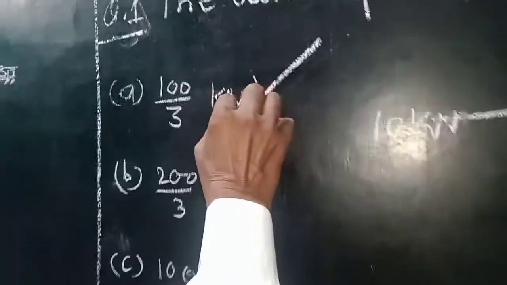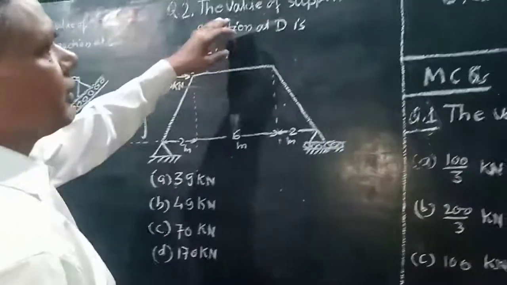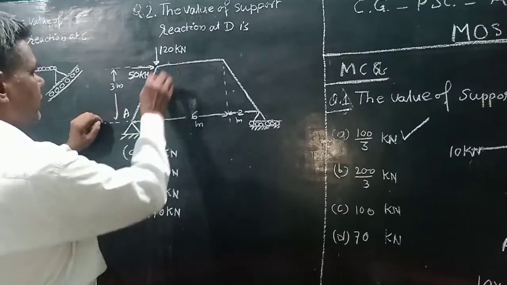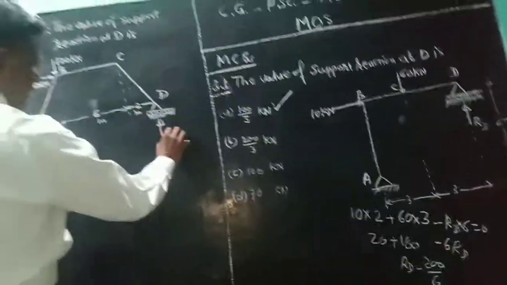Answer is equal to 100 by 3 kilonewton. Correct answer 100 by 3 kilonewton. This is the value of support reaction at D. In this question also, find the support reaction at D. This is point D. Similarly to question 1, RD is a single reaction.